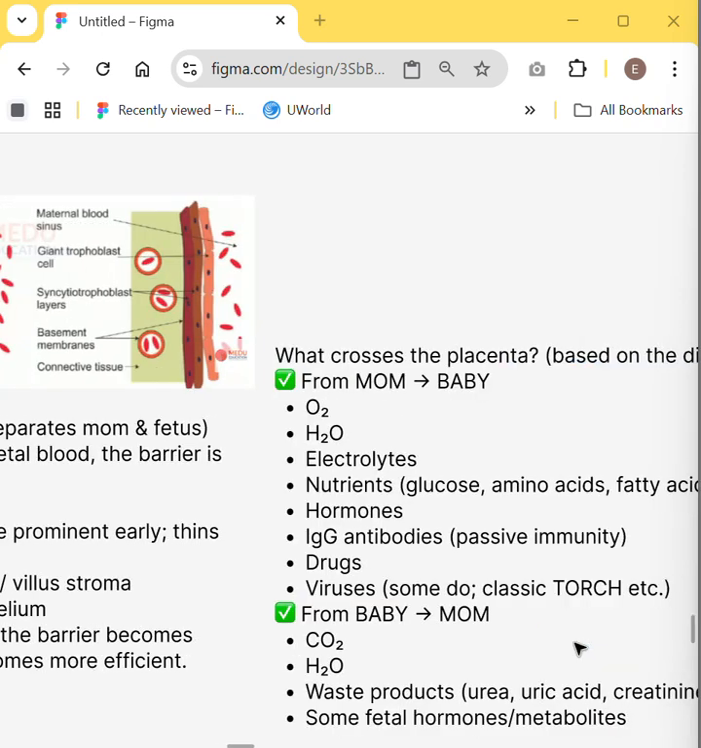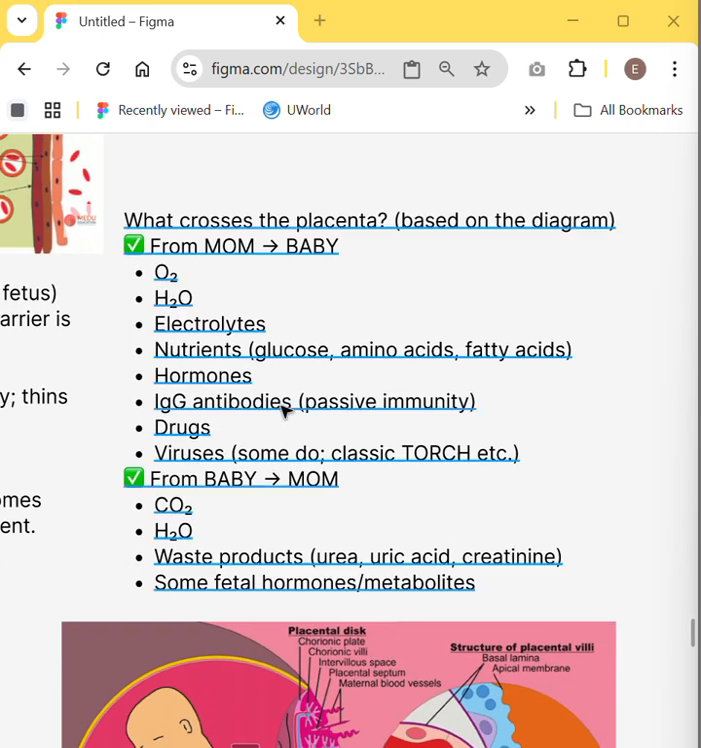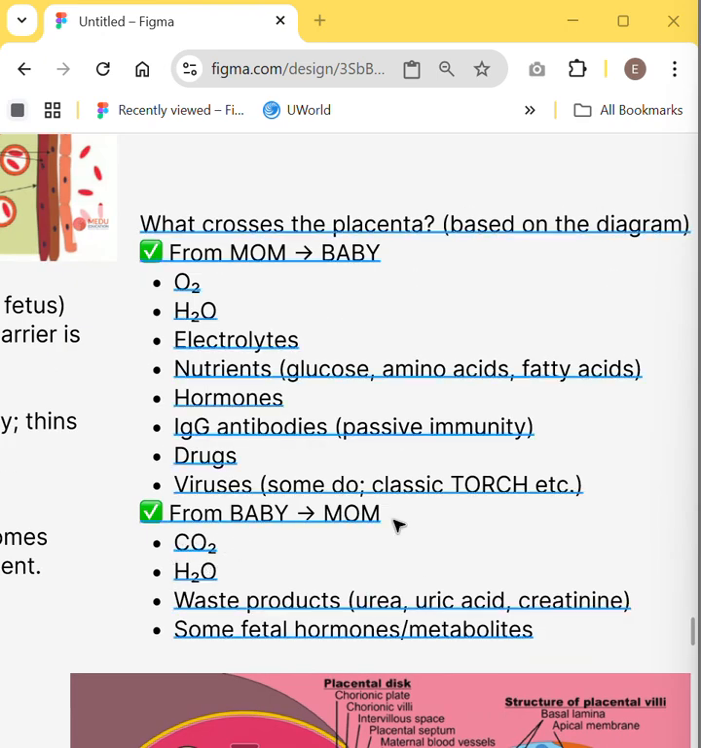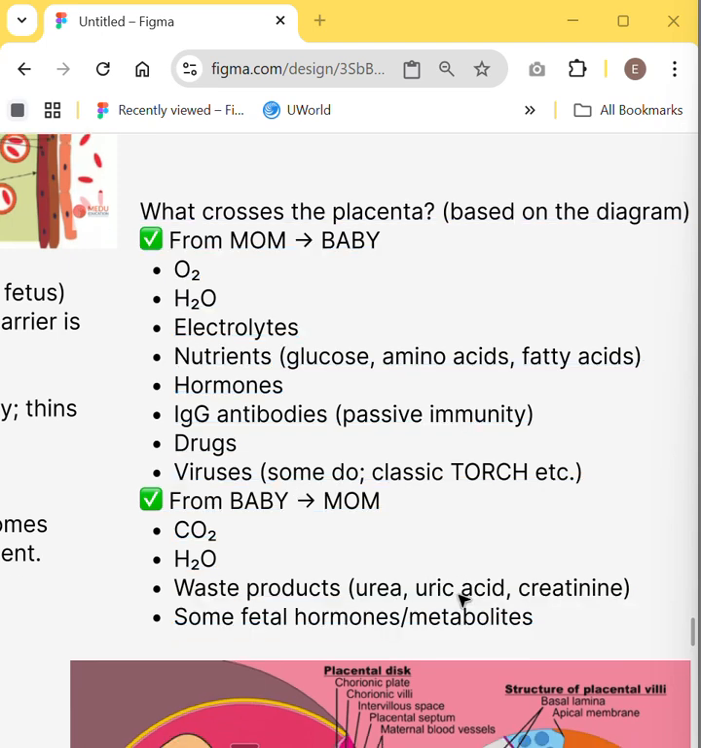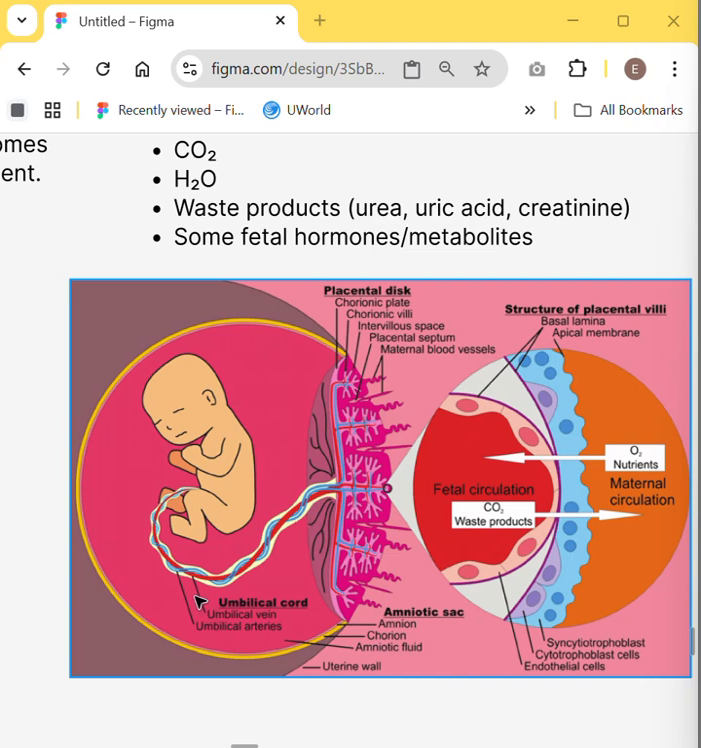Now, what crosses the placenta? From mom to baby, you get the oxygen, water, electrolytes, nutrients such as glucose, amino acids, fatty acids, hormones, IgG antibodies, which provide passive immunity to the child, drugs, viruses. The TORCH viruses basically all get crossed, and from baby to mom, carbon dioxide diffuses, water goes away, waste products like urea, uric acid, and creatinine, and some fetal hormones like metabolites. So basically, here this is a little revision.